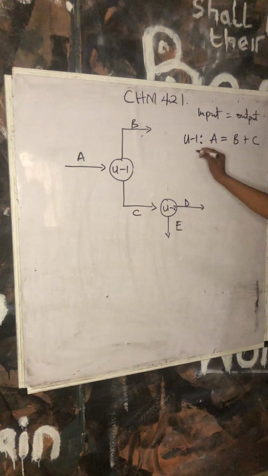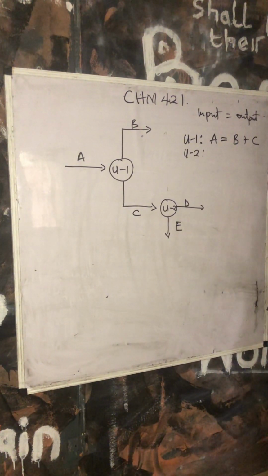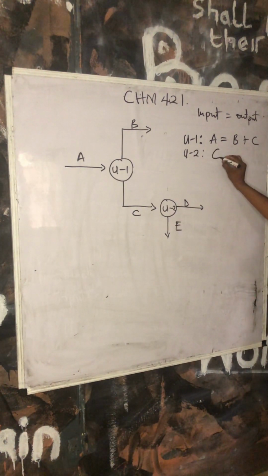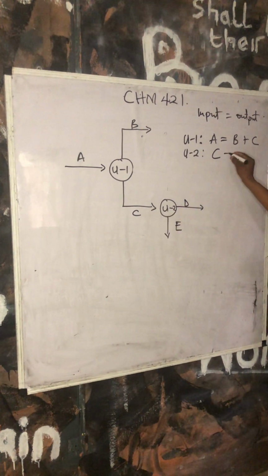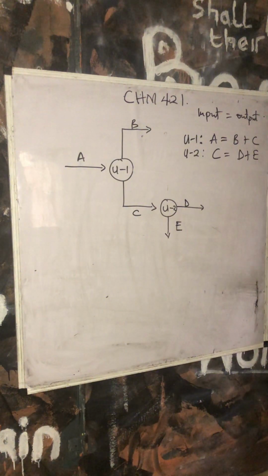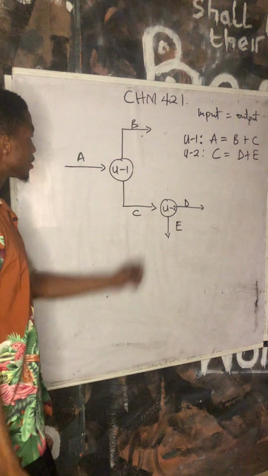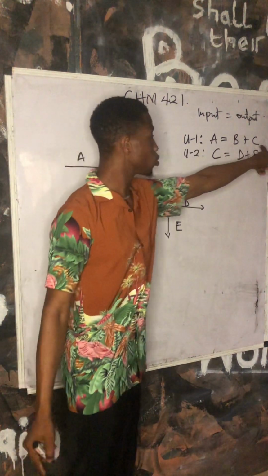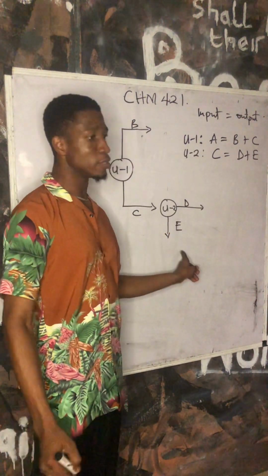The second one that we have here is U2. This is the second process that is taking place here. And what's U2? C is the feed in U2. C is our feed for U2. And what's coming out? D plus E. The question now is, what is the overall balance? This is the balance for U1, that's A equals B plus C. And this is the balance for U2, C equals D plus E.